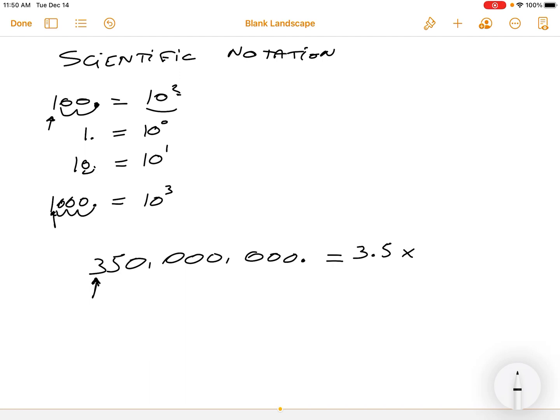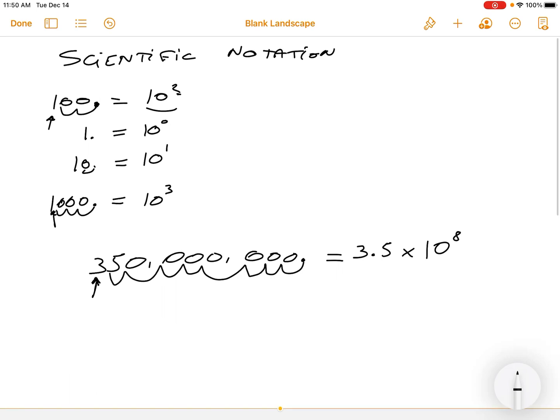And then we're going to deal with all the zeros in the scientific notation. So 3.5 multiplied by 10 to the power of the exponent. You get it by counting how far the 3 is from the decimal. So you're counting 1, 2, 3, 4, 5, 6, 7, 8. There are 8 numbers after the 3. Most of those are zeros. So 3.5 times 10 to the power of 8 is equal to 350 million.